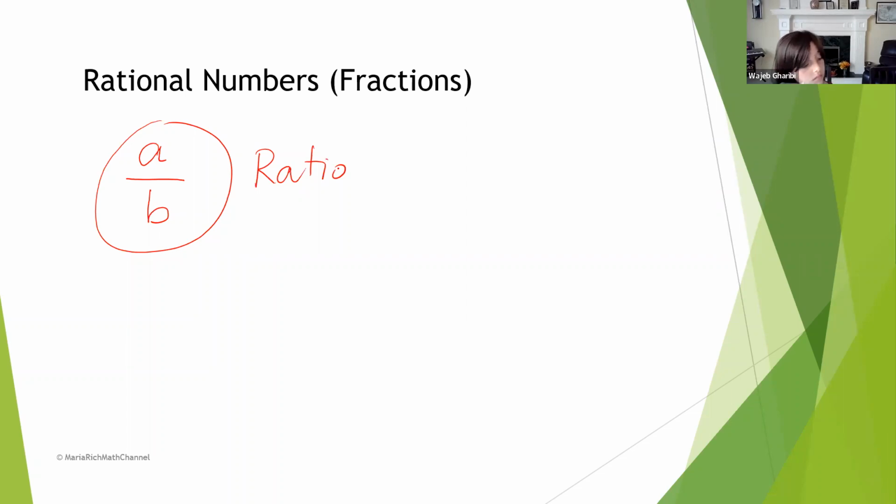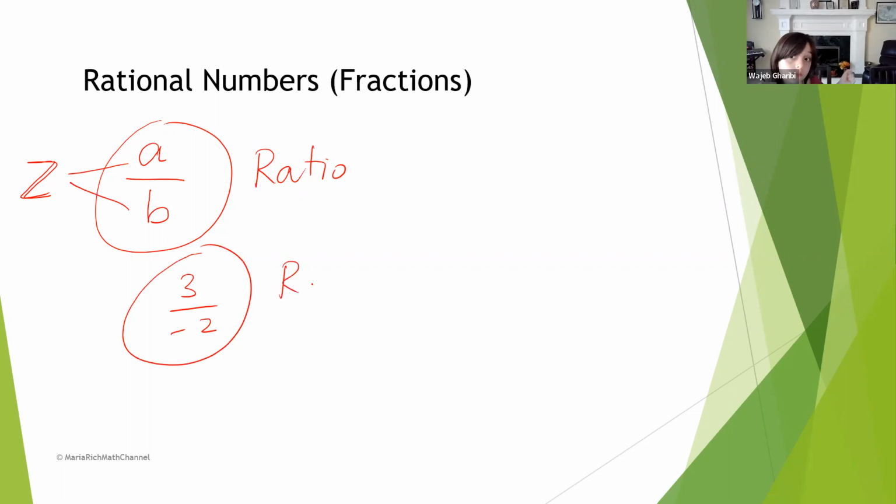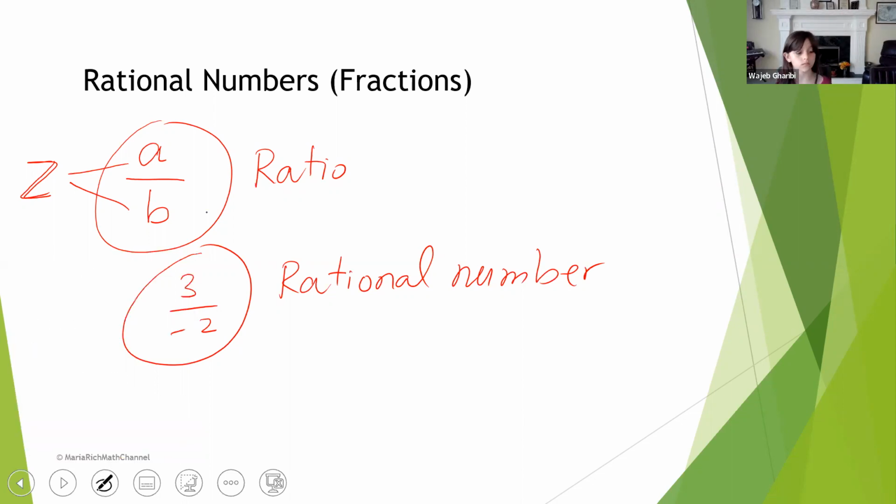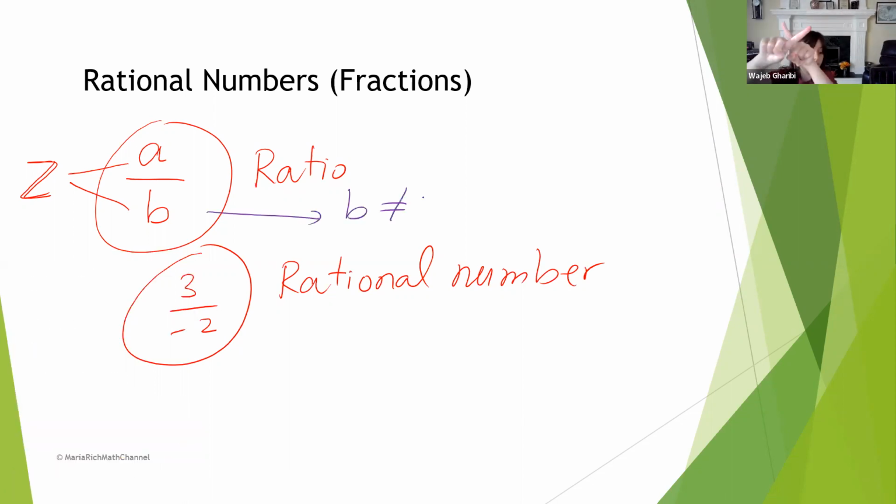So A and B should be integers. For example, let us have 3 over -2. 3 is an integer and -2 is also an integer. This one we call a rational number. But look, we cannot divide by 0, so in this case B should not equal 0. B is different from 0.